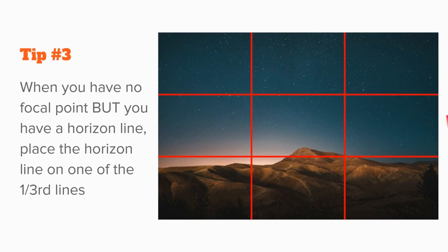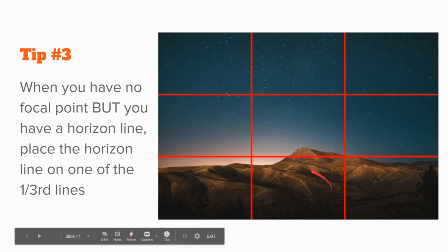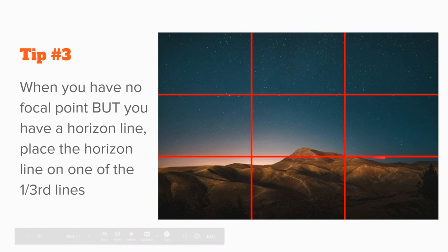This artist chose to focus their art mostly on the negative space of the night sky, which is why it occupies 2/3 of the composition. The ground down here below occupies 1/3 of the composition. The horizon line is placed as close to this horizontal line as possible. This creates a more well-balanced composition.